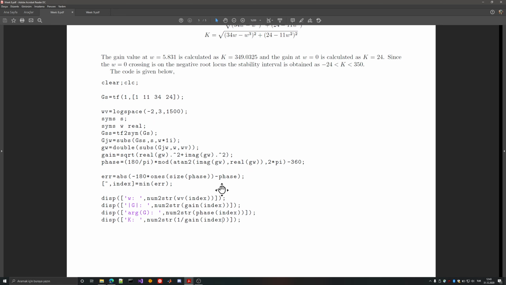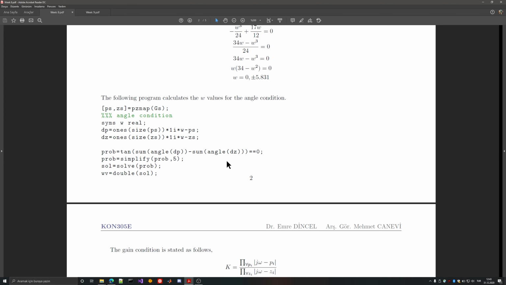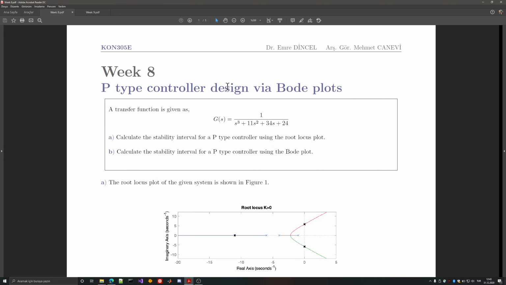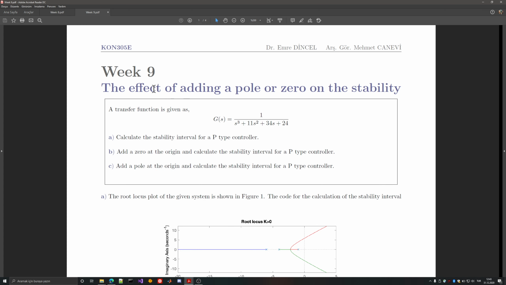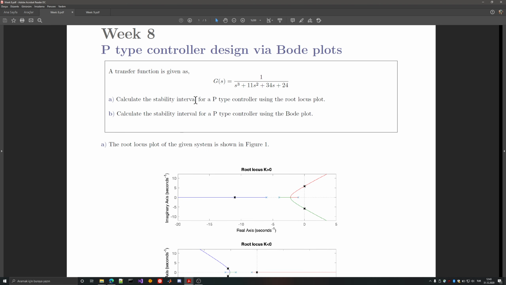And this concludes our discussion on the p-type controller design via Bode plot compared with the root locus. Now I have another PDF, another lecture note. Because they are closely related, basically the same topic, I have decided to cover them both in this lesson. So this was part 1 here.